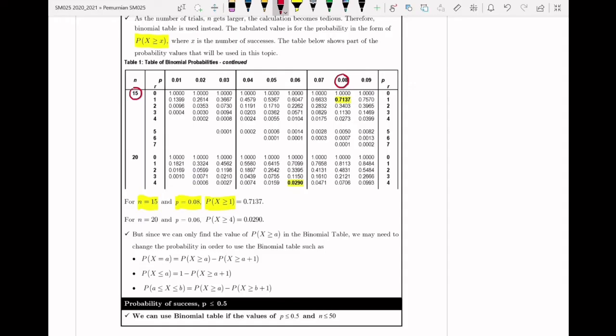Next, P(X ≥ 1). So 1 here, we look at the number 1, and the answer is this one, 0.7137.